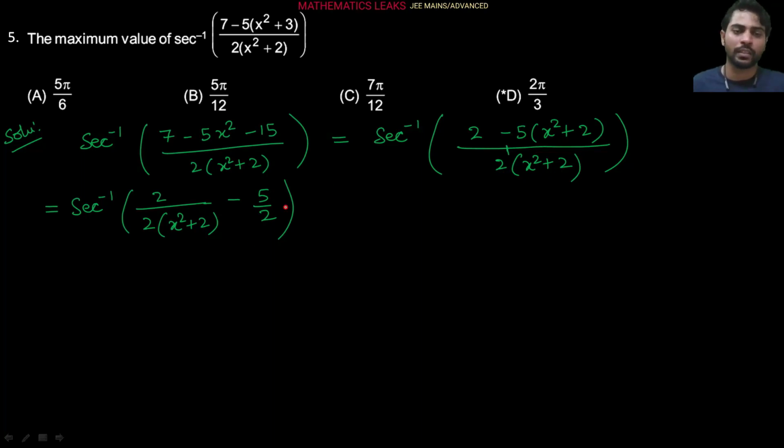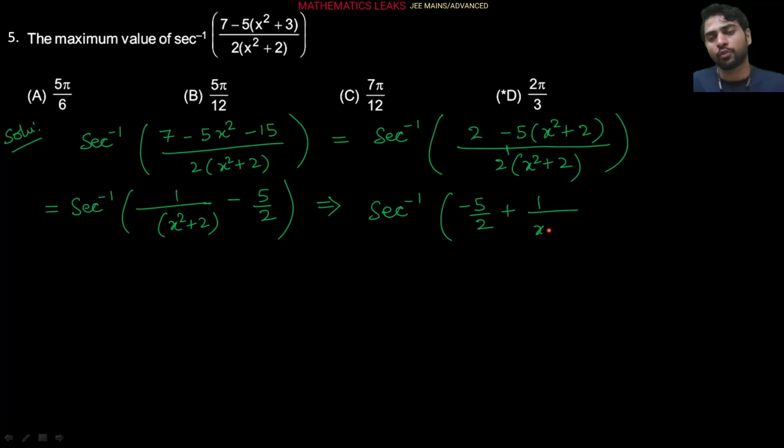So x square plus 2 in the numerator and denominator get cancelled, and the 2 and 2 here are also cancelled. So that will be nothing but 1 upon this quantity, right? So in this given data, they are asking for the maximum value of secant inverse of minus 5 by 2 plus 1 upon x square plus 2.